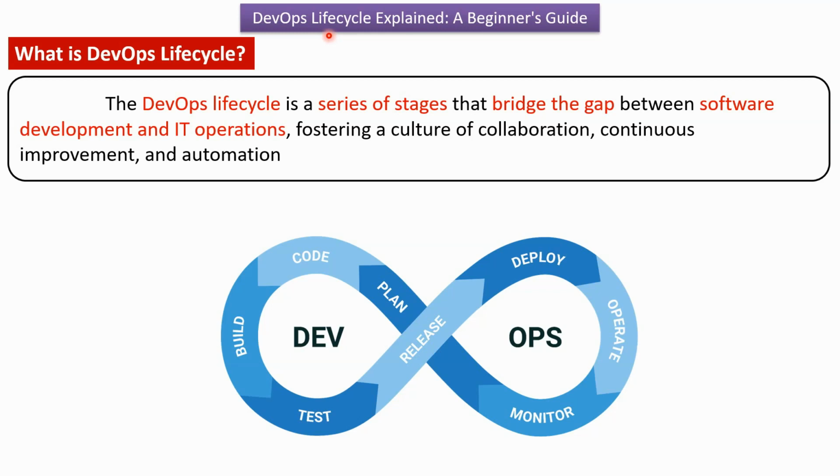In this video tutorial, I will explain what the DevOps lifecycle is. The DevOps lifecycle is a series of stages that bridge the gap between software development and IT operations teams, fostering a culture of collaboration, continuous improvement and automation. Here you can see the lifecycle of DevOps: plan, code, build, test, release, deploy, operate and monitor.